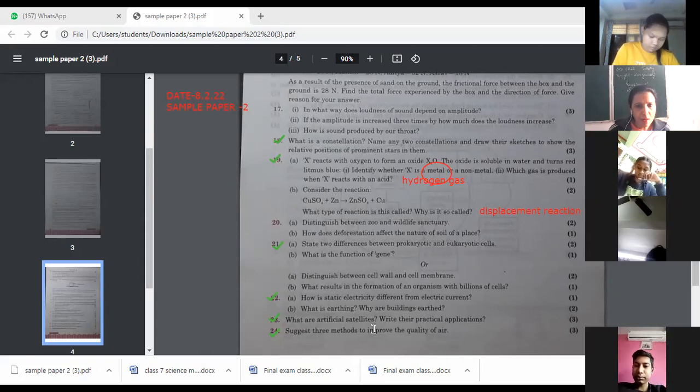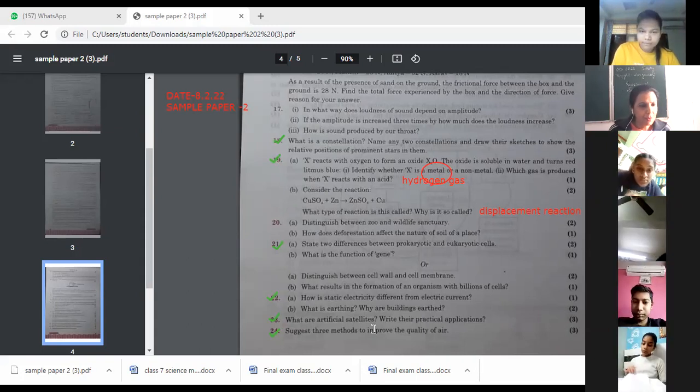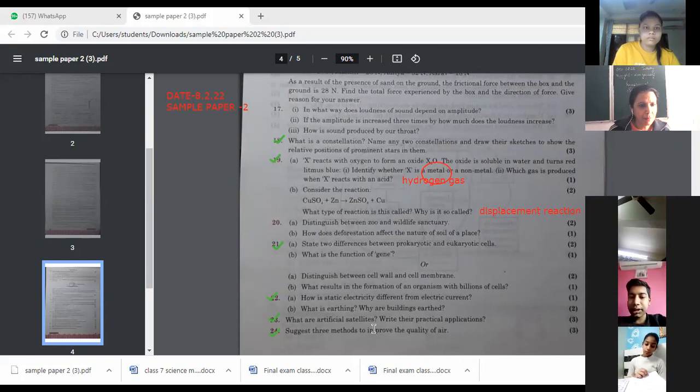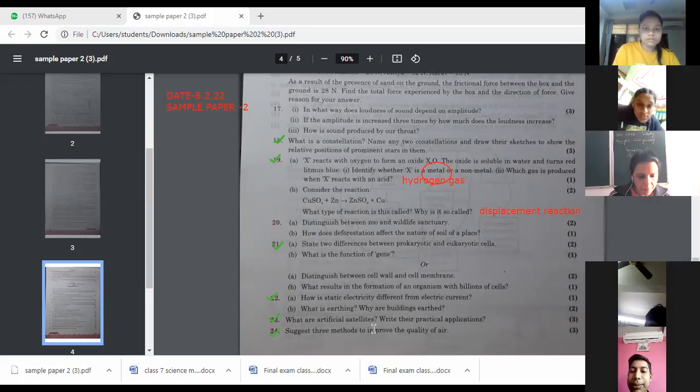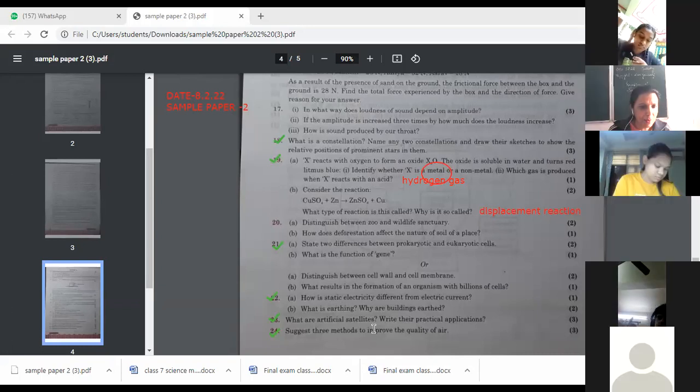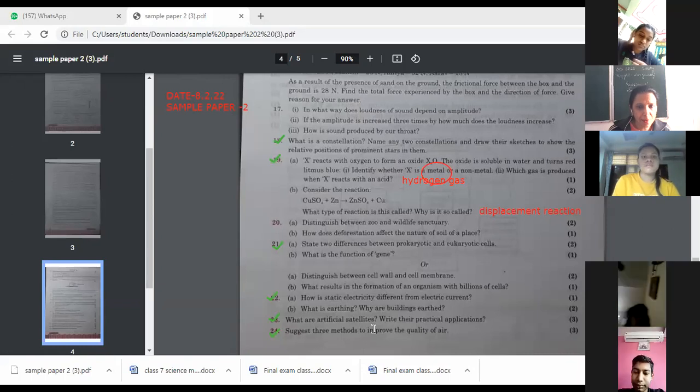Next is function of genes. Chaitanya, Prateksha, can you tell? Yes, ma'am. A gene is the basic physical and functional unit of heredity. Okay, functional unit of heredity. We inherit the characteristics from our parents through the genes. Genes are transferred from parents to the offspring. So they are the hereditary characteristics.